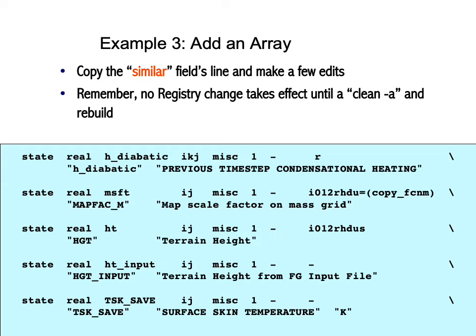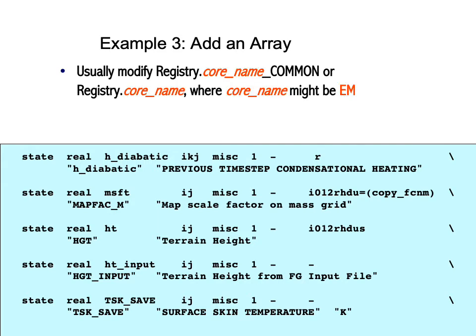Instead of trying to go down the registry and find a field that looks like what we want, the idea is for us to first go into the WRF model, find the variable that we want to make a new variable look like, and then go into the registry and go directly to that line. Almost always the changes are going to be made in the registry directory to this file called registry.corename_common, where corename, for example, is something like EM.